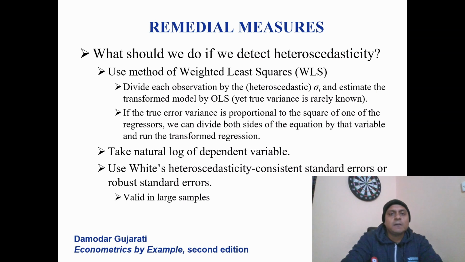The first remedial measure is to use the method of weighted least squares. In my opinion, WLS is the best way to avoid the heteroskedasticity problem. Another best way is to take the natural logarithm of the dependent variable. Take all the variables in ln before you run any regression analysis.